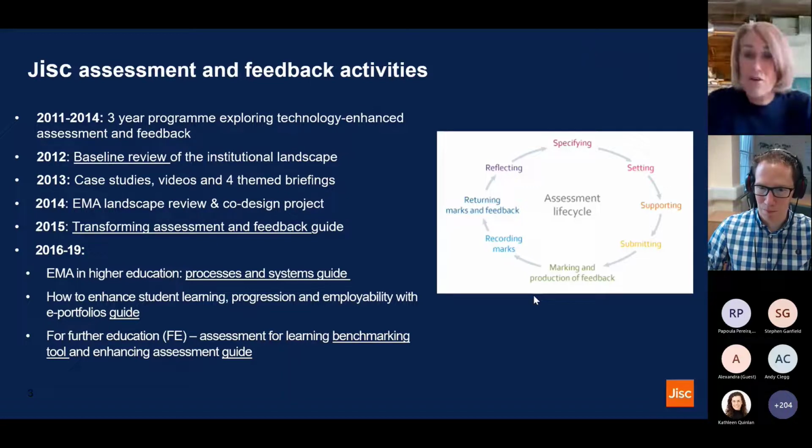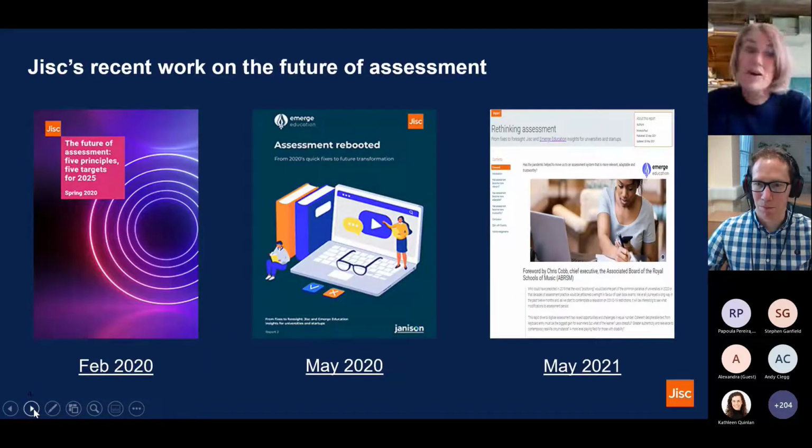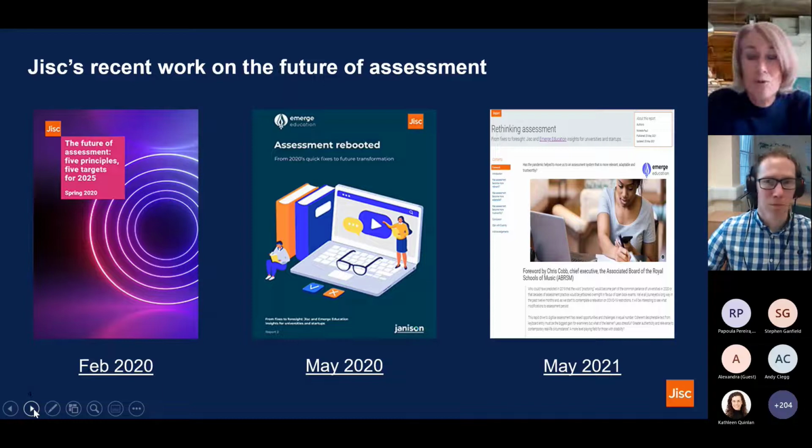But moving on and thinking about where we are now, or where we were at the start of the pandemic, we published a report in partnership with Emerge in May 2020 and a subsequent report in May 21, which took our journey on assessment forward from the original report we did just as the pandemic hit, in relation to looking at the future of assessment.